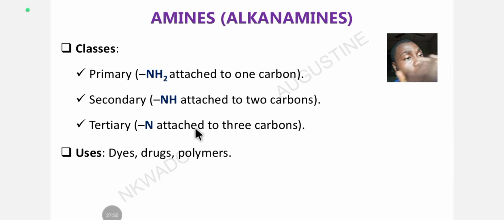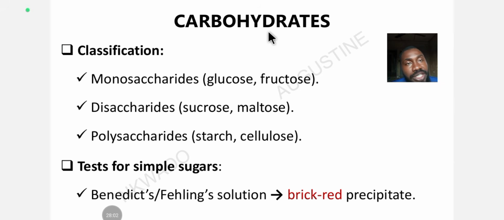As easy as that. What are the uses of amines and alkylamines? They are used to manufacture dyes, drugs, and also polymers. Now let's look at carbohydrates.